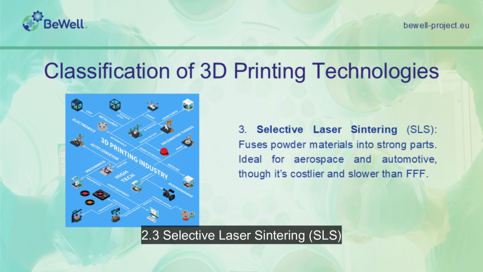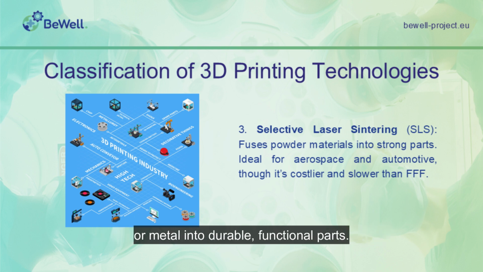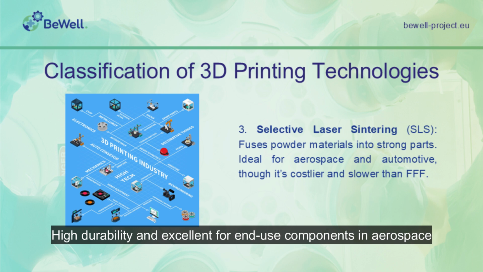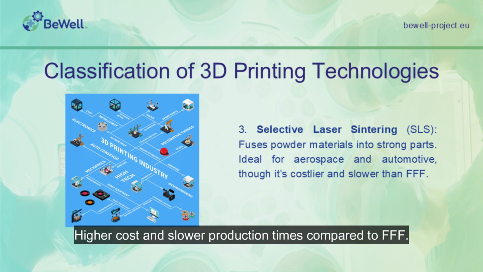2.3 Selective laser sintering, SLS. SLS uses lasers to fuse powder materials like plastic or metal into durable, functional parts. High durability and excellent for end-use components in aerospace or automotive industries. Limitations: higher cost and slower production times compared to FFF.